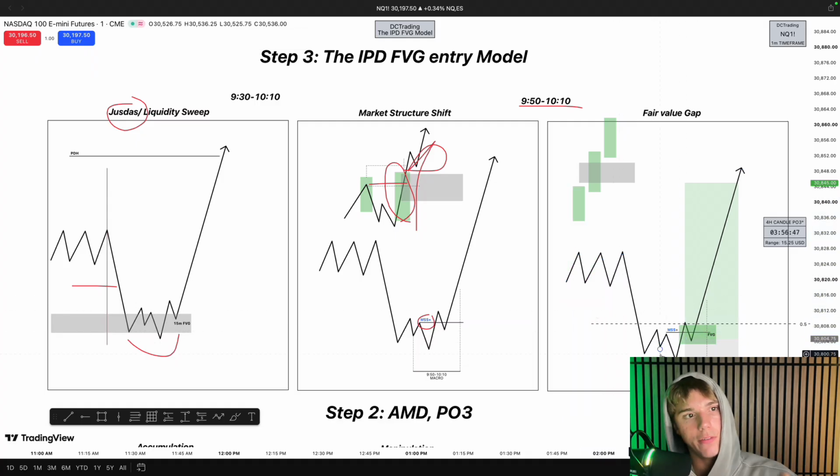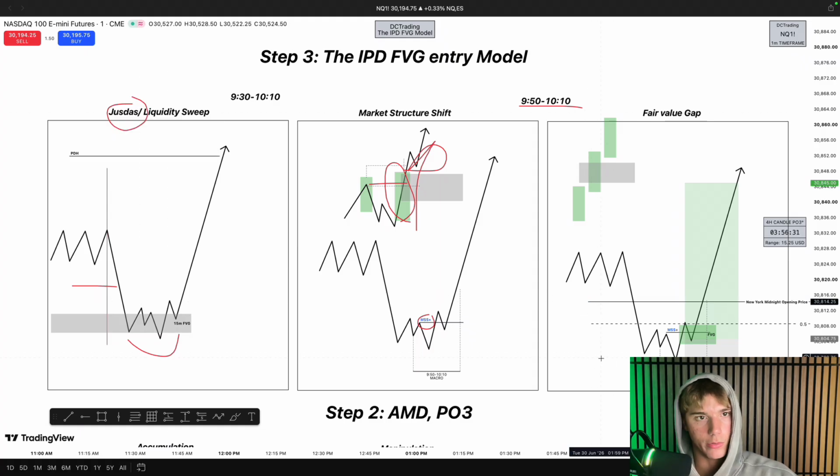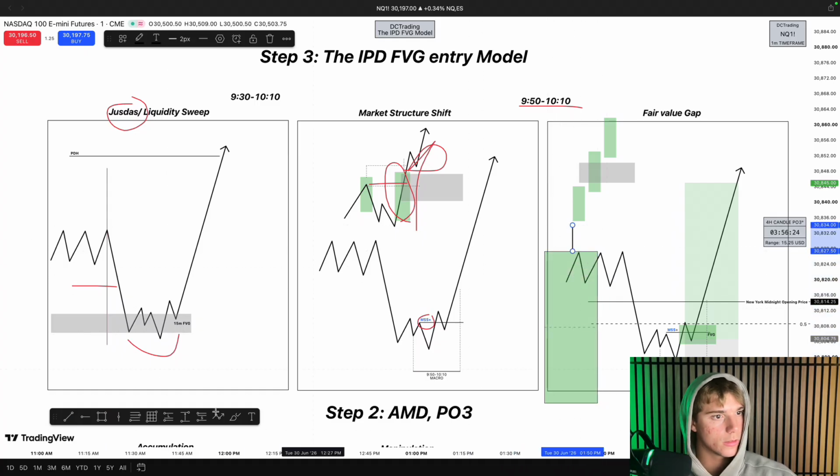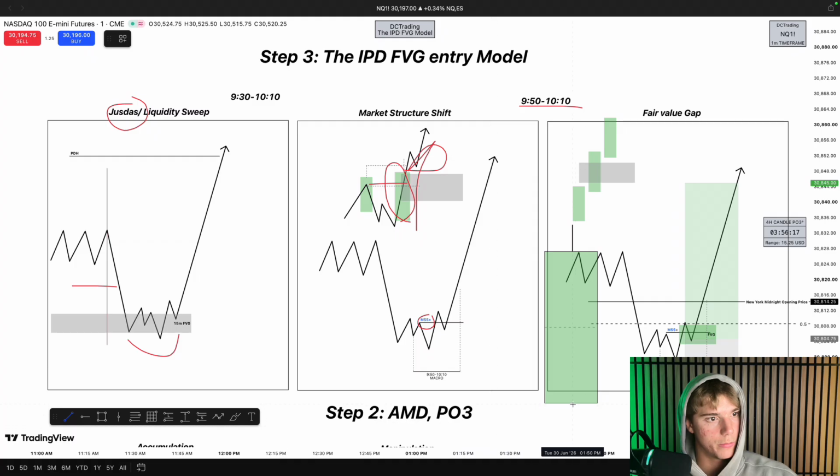So you can either have this where you're entering around previous day consequent encroachment, so you can target previous day high or previous day low depending on your bias, or you can be at midnight opening price. Midnight opening price is just 12 o'clock of market open. This is important because you are catching the daily power of 3, right? You have your daily candle, bam, bam. I need to move this up.